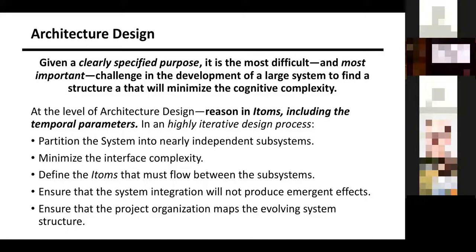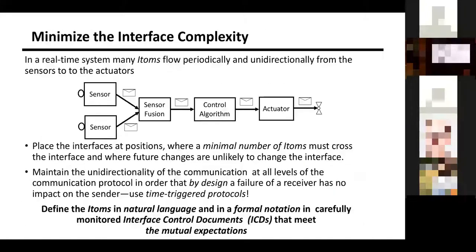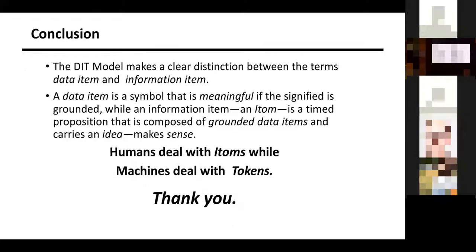Okay, I think I stop here because we're already at the end of the time. To summarize, the DFT model makes a clear distinction between the terms data item and information item. A data item is a symbol that is meaningful if the signified is grounded, while an information item is a time proposition that is composed of grounded data items and carries an idea that makes sense. And again, humans deal with items while machines deal with tokens. Thank you very much.